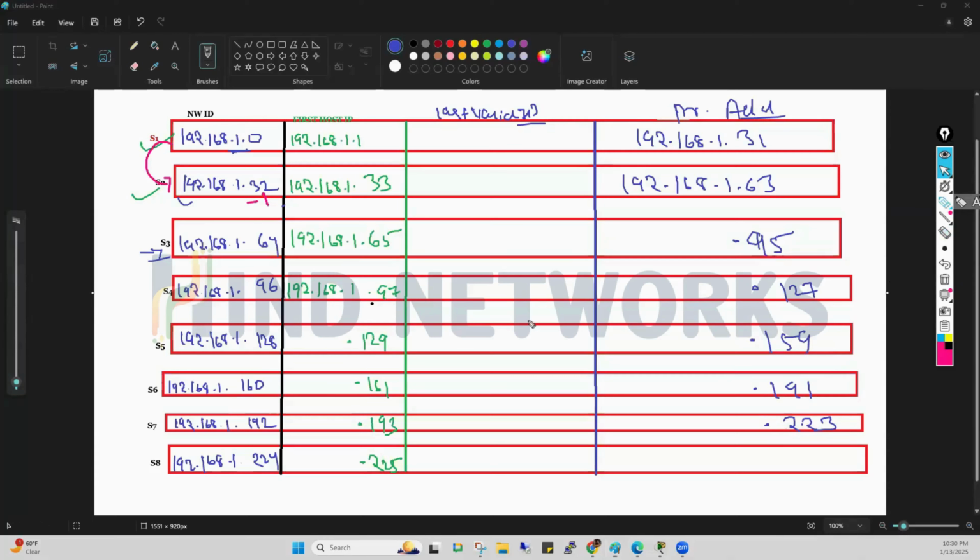But again, now you will ask, sir, what is the broadcast ID for this last one? For this one, you need to calculate the next network. When you add 32 here, what is the value? 224 plus 32 gives 256. Just subtract 1, and the value will be 255. So here the value will be 192.168.1.255. This is the value you will get here. I hope this is clear to all of you.